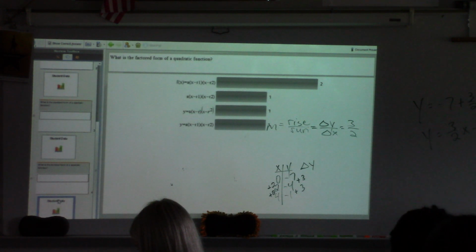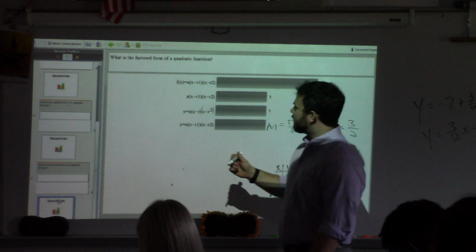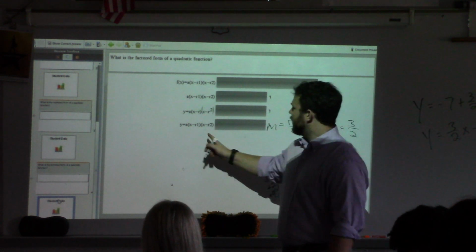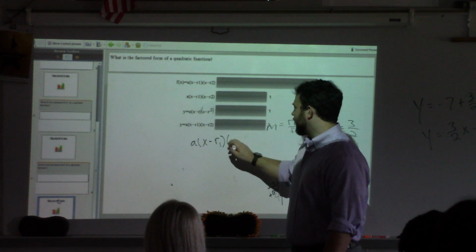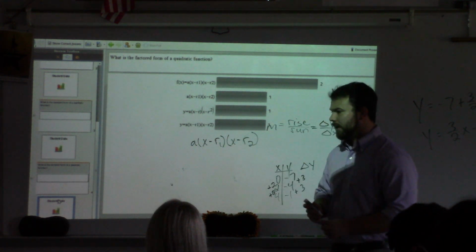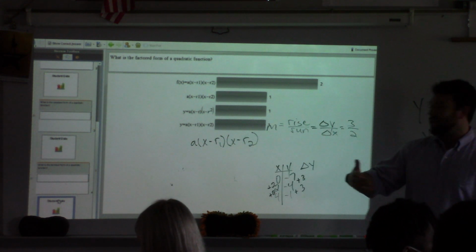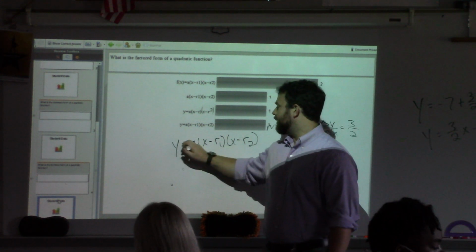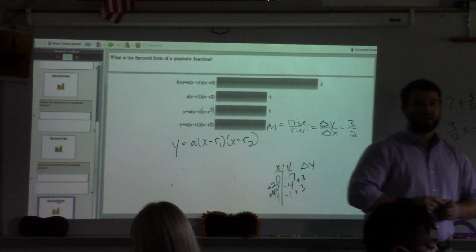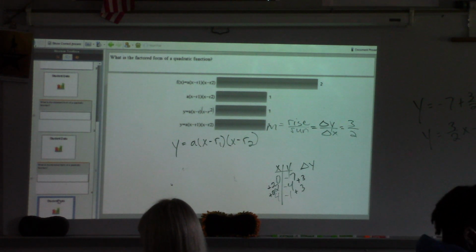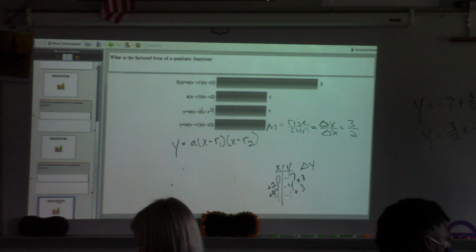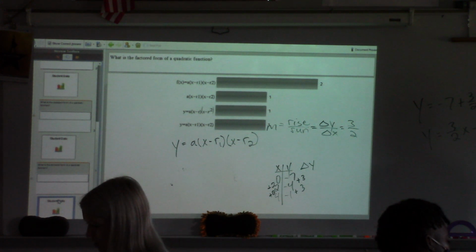Finally, factored form. A bunch of us did not get here, and that's unfortunate. It was tough to get the subscript, so I didn't stress about it, but a times x minus r1 times x minus r2. This is the one we haven't explored very much. I think we briefly touched on it once. What is that a going to define? Concavity, right? If it's negative, it's going to be concave down. If it's positive, it's concave up. And also don't forget, if it's between -1 and 1, is it going to be wider or narrower?